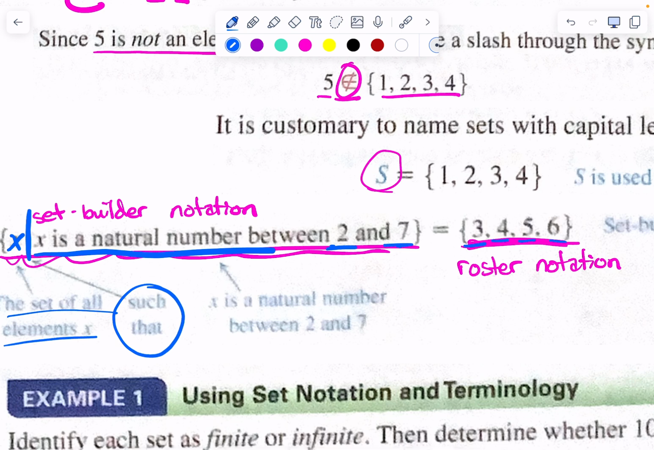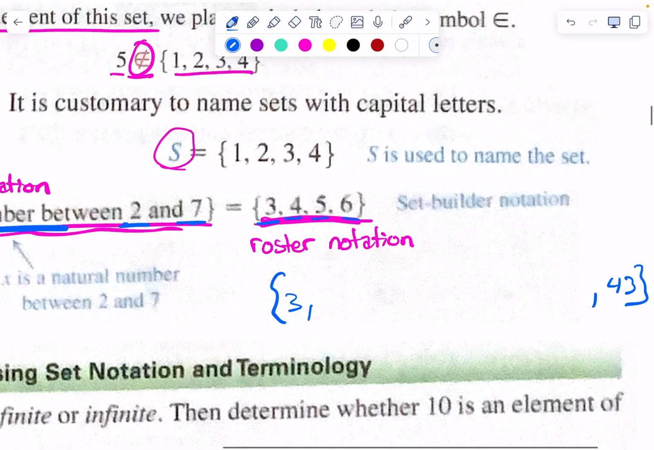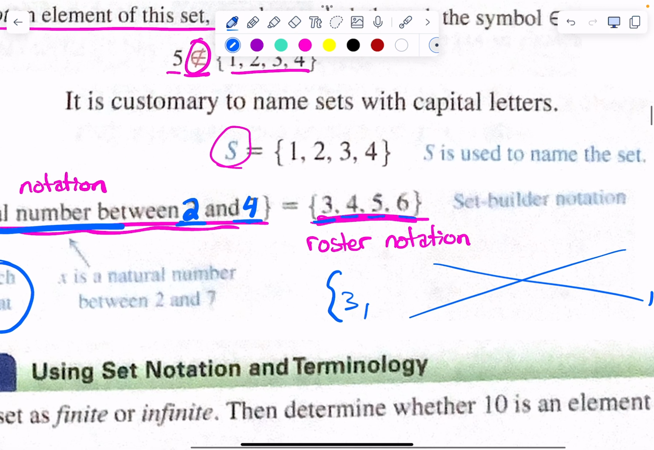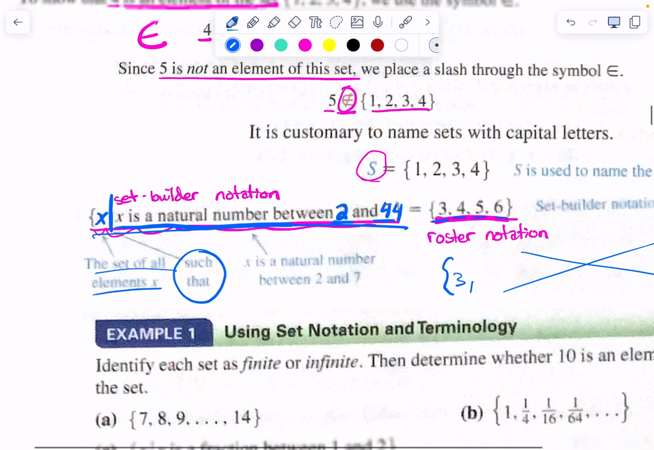In this case, the roster notation is better. But let's say I had 3 listed out through 43, every element. In that case, roster notation is probably not the route we want to go. I would probably use this one, going between 2 and 44, right? That would be easier to write this way, rather than listing them all out. So it just kind of depends on how many elements you have in your set. It might be easier to do one versus the other.